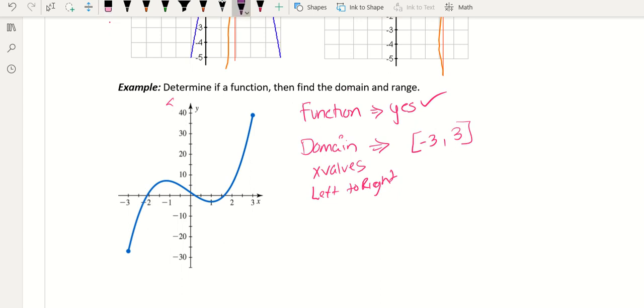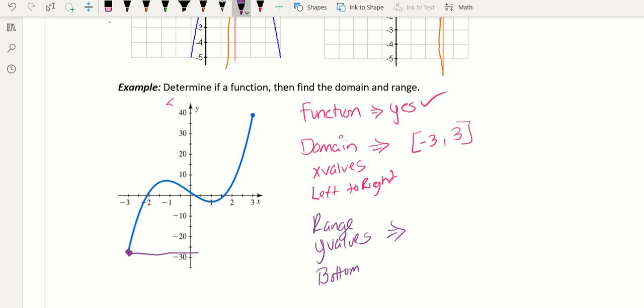Now, to find the range of this function, we would do all of the y values. When you're reading the y values, it's like a Drake song. You're starting from the bottom, and then you go to the top. So where would we start for our y values? What is our lowest point on this graph? Our lowest point on this graph is this right here.